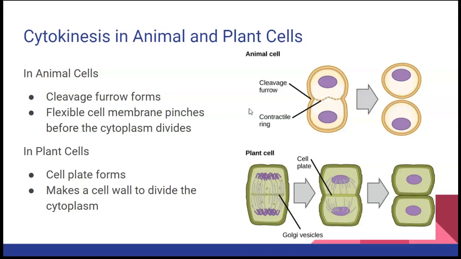In plant cells, they have a cell wall, right? And that cell wall is super structurally tough and strong. And so instead of being able to just sort of pinch in and split the cells, a cell plate forms, and that is basically like a mini cell wall that forms in between the two cells, and eventually it will divide the cytoplasm completely, and you will end up with two brand new identical plant cells.